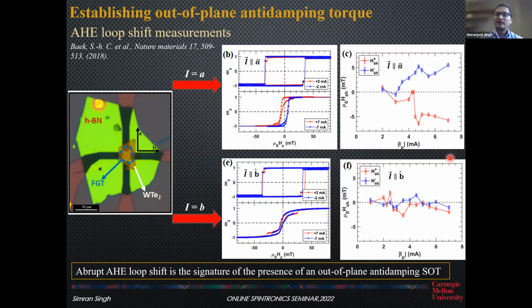I see. And just a technical question, between tungsten telluride and the FGT, which one has a higher resistance? FGT has higher resistance, and we choose the thickness of FGT and WTe2 in such a way that in most of our devices, more than 90% of the current is flowing through WTe2. I see. Thank you.